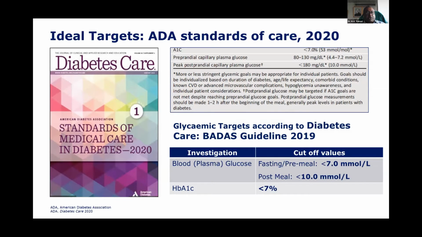So we should have a target for treatment. As per ADA Standards of Care 2020, hemoglobin A1c should be less than 7. Preprandial capillary plasma glucose should be 80 to 130 milligram per deciliter, and peak postprandial capillary plasma glucose should be less than 180. You know, the Bangladesh Diabetic Association also set a guideline and targets for our population. The fasting should be 7, post-meal should be less than 10, and hemoglobin A1c should be less than 7%.